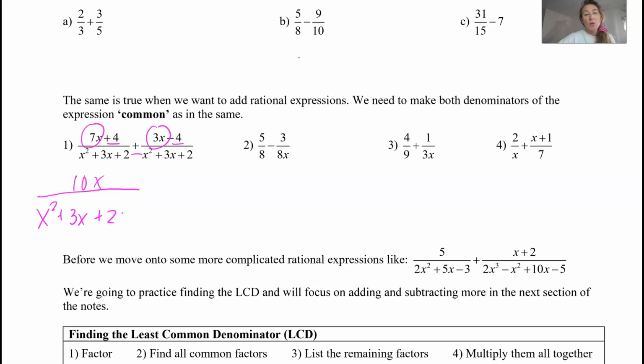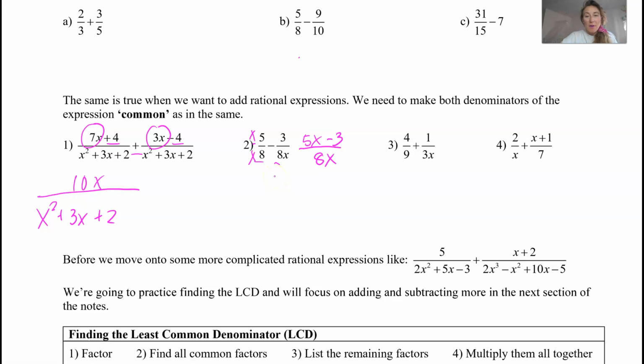On number 2, I have 8, and then I have 8 times x. And so for this number 2, I need an x over x in order for them to have a common denominator. So that'd be 5x minus 3 over 8x.